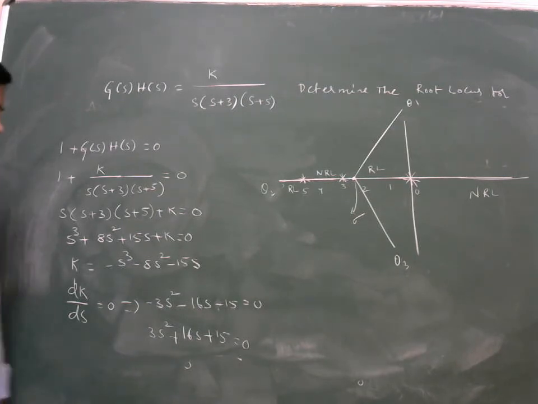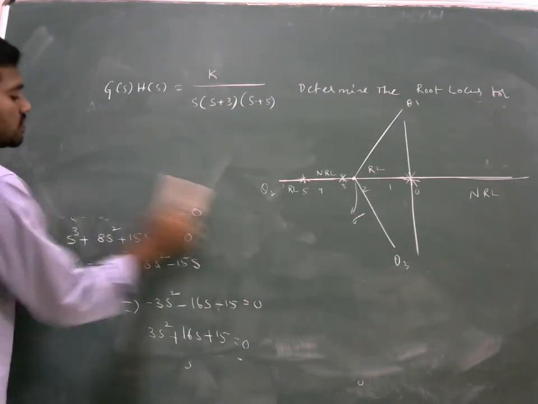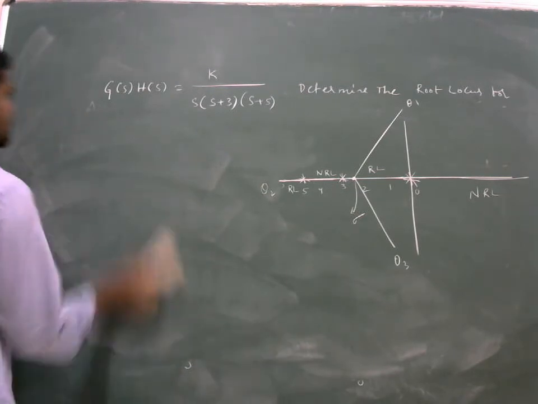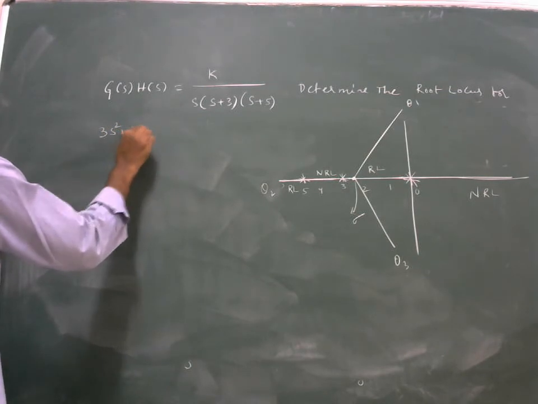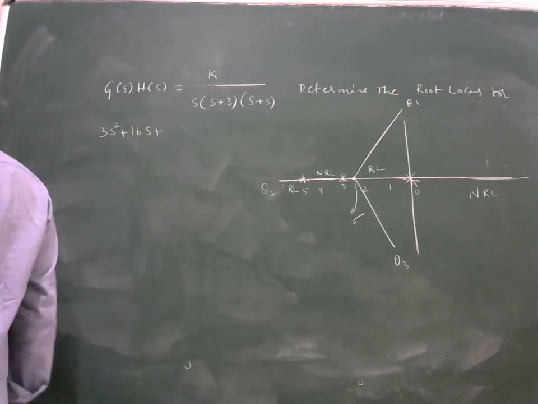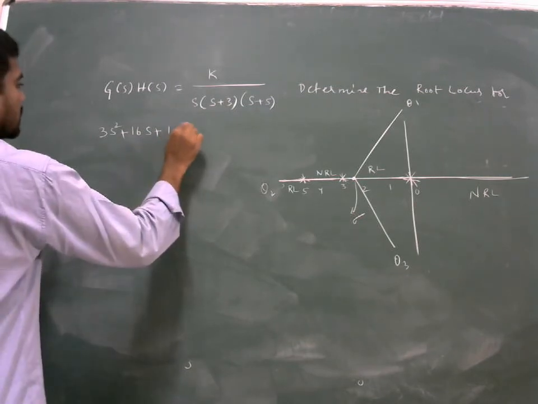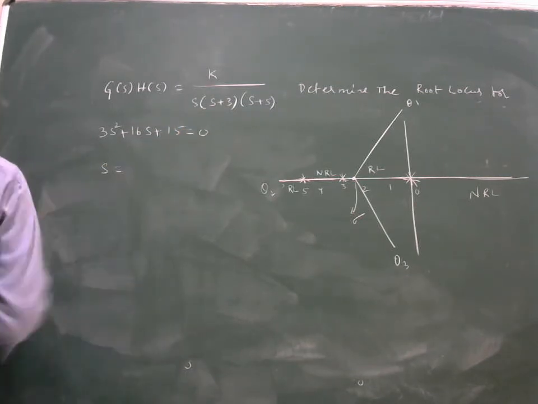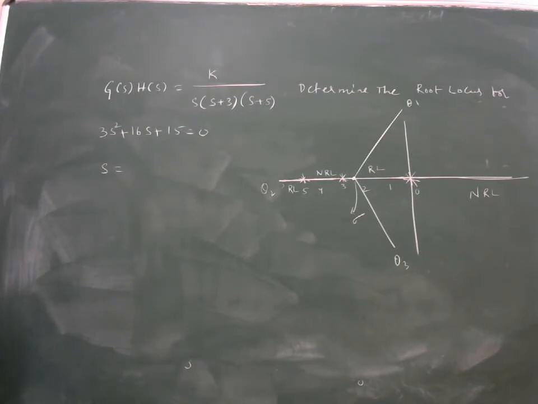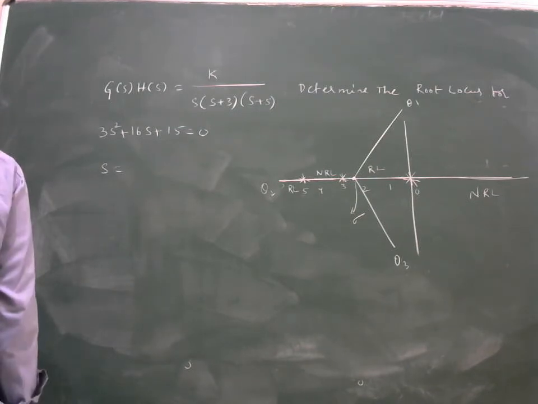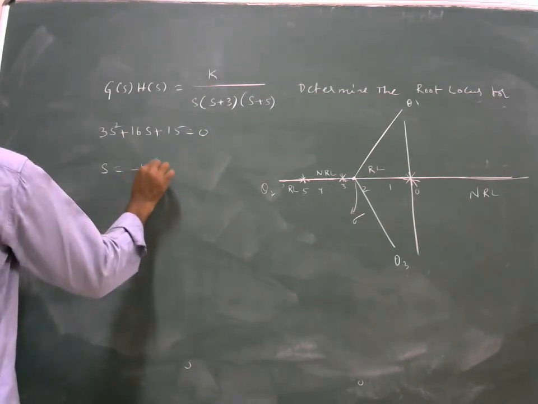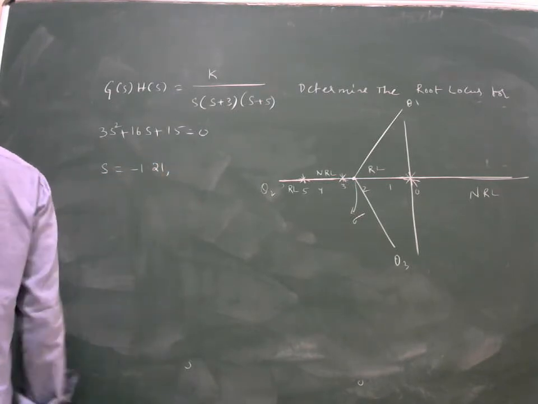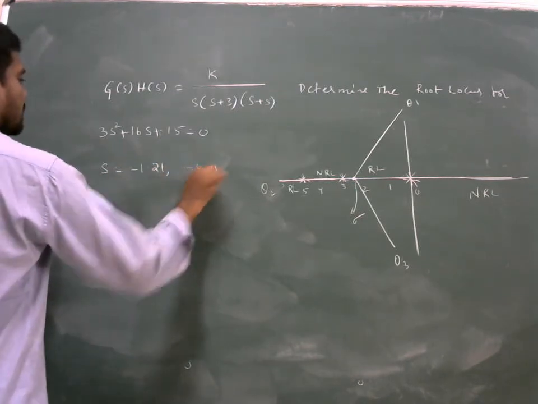Now what is the s value? To solve for the s value, 3s square plus 16s plus 15 equal to 0. Then what are the s values we are going to get? S is equal to minus 1.21 and s is equal to minus 4.11.